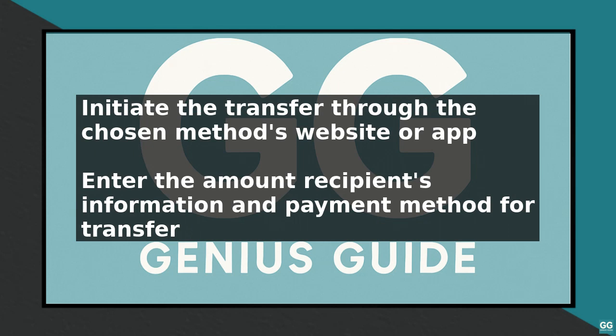Now, initiate the transfer. If you are using a bank, go to the bank's website or visit a branch in person. If you are using an online money transfer service, go to the service's website or mobile app. Enter the amount you want to send, the recipient's information, and your payment method. Review the transfer details, including the fees, exchange rate, and transfer time.